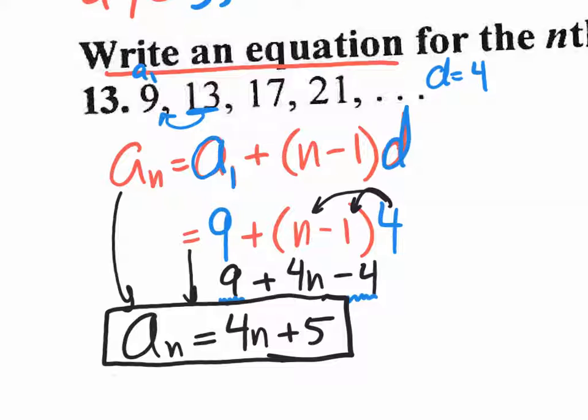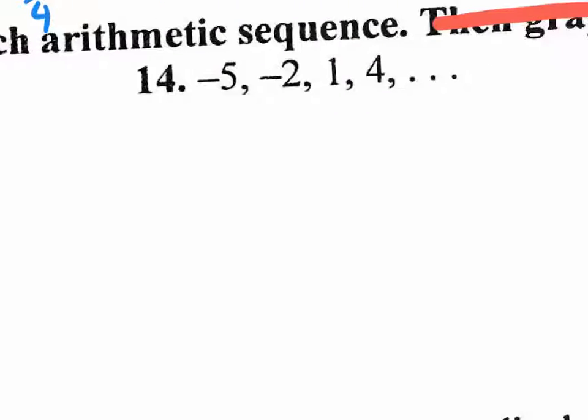If they did ask you for the 100th term, all you have to do is plug in 100, and the 100th number on this list would be 405, because 4 times 100 is 400, plus 5 is 405. Anyways, let's continue. Number 14 here.